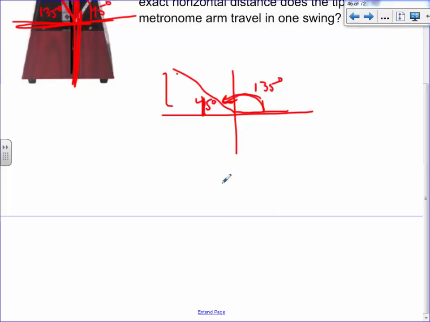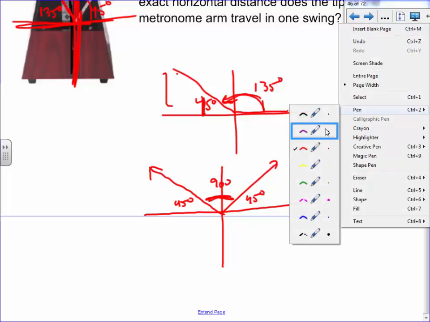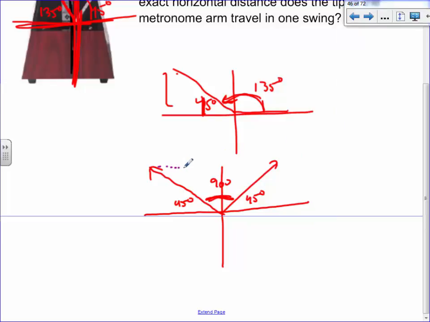So, Rebecca, I think you're a step ahead of me because that's going to be my next question. If you start at 45 degrees over here and you end at 45 degrees over here, how much of an angle did it actually travel through? 90 degrees. Right, because 45 and 45, the leftover bit would be 90. Well, I'm asking you what the exact horizontal distance across is going to be.